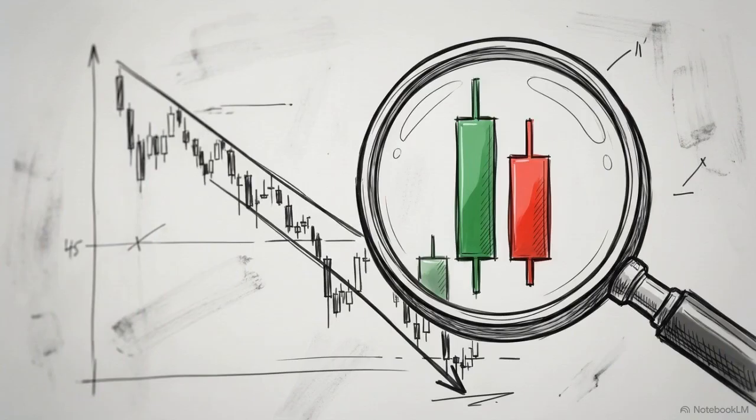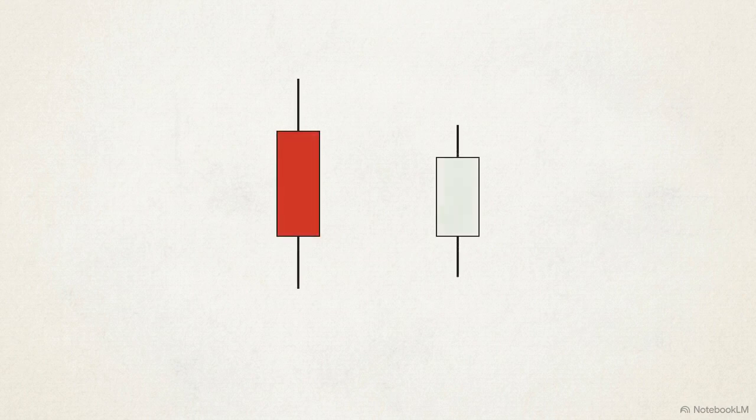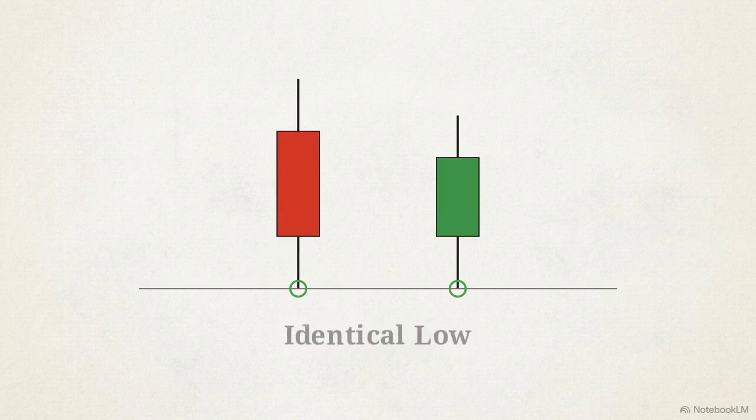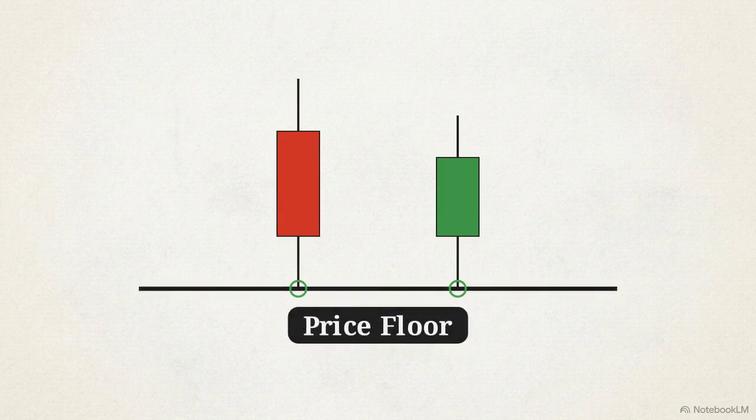Once that macro trend is established, we can zoom in on the localized mechanics of the two-period formation. This diagram illustrates the exact mathematical requirement for a tweezer bottom. The absolute lowest tick of two consecutive trading periods must be identical. This identical low provides evidence of a price floor, where downward supply is absorbed by underlying demand.